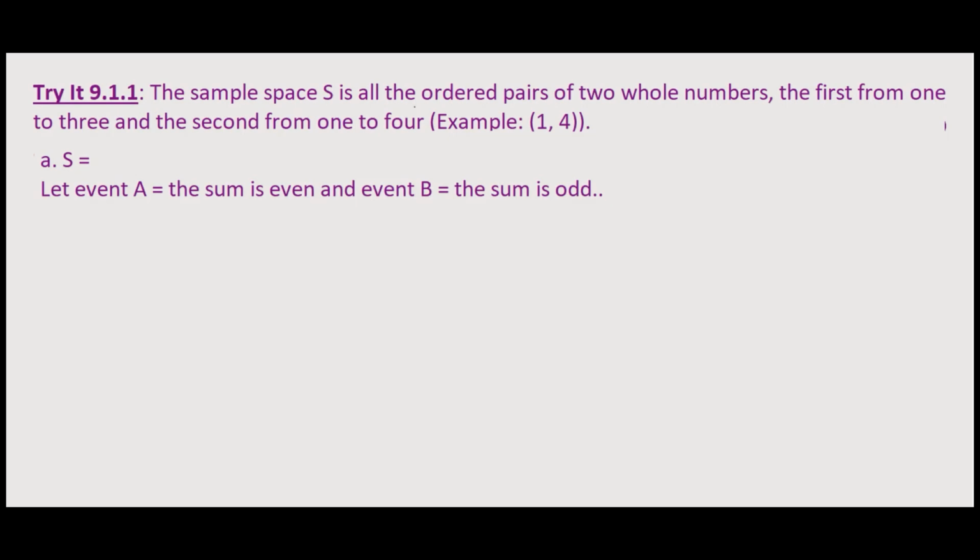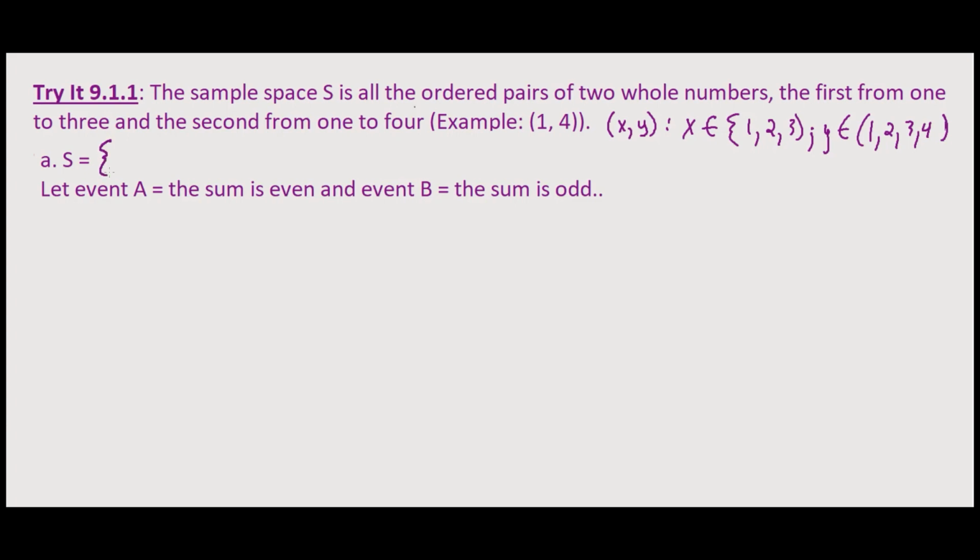In this problem, we are told that the sample space S is all the ordered pairs of two whole numbers, the first one from 1 to 3 and the second from 1 to 4. So essentially what this means is that if we have these ordered pairs x, y, x is an element of the set {1, 2, 3}, and y is an element of the set {1, 2, 3, 4}. So essentially we're just pairing every possibility of x with every possibility of y.